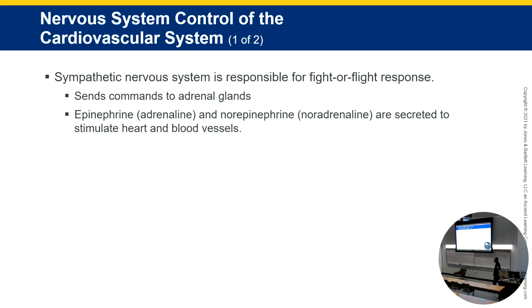Okay, continuing on. We are now to the nervous system control of the cardiovascular system. The biggest influence, if you will, that the nervous system has on the cardiovascular system has to be with the sympathetic portion of that nervous system. Okay, the sympathetic nervous system. This is what we commonly will refer to as the fight or flight response. The fight or flight response.